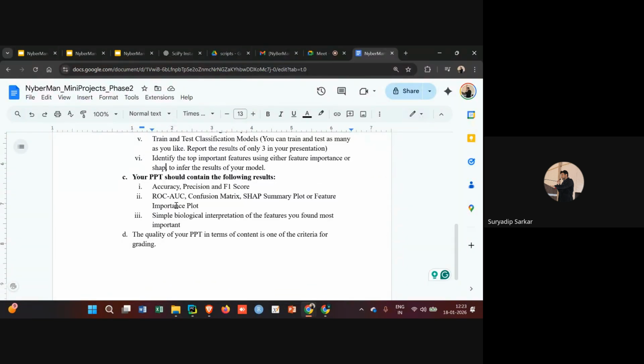Your PPT should strictly contain accuracy, precision, and F1 score at the very least. Okay, so these are the minimum requirements. Okay, so it should contain at least the accuracy, precision, and F1 score, the ROC AUC, the confusion matrix, and the SHAP summary plot or the feature importance plot based on the model you are using.